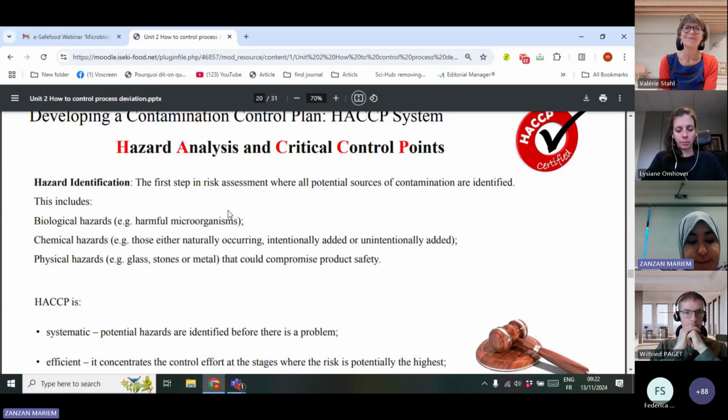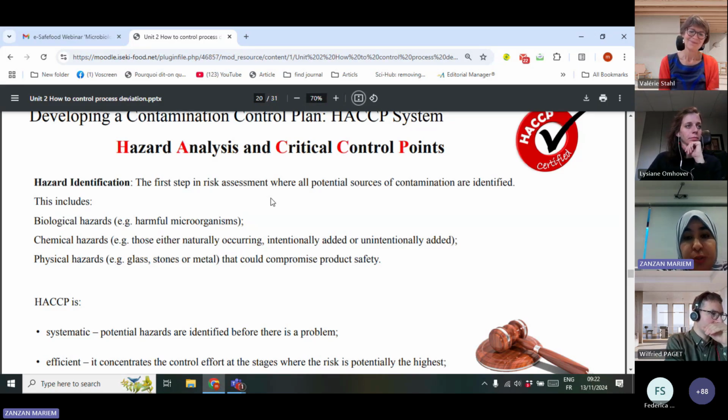So the last slide is about the control plan using the hazard analysis and critical control point system. This plan is designed to identify and address food safety hazards associated with microbial contamination through the production process. So I will stop here, and if you want more information about hazard analysis and critical control point, there are other courses on the platform with more details. So thank you very much.